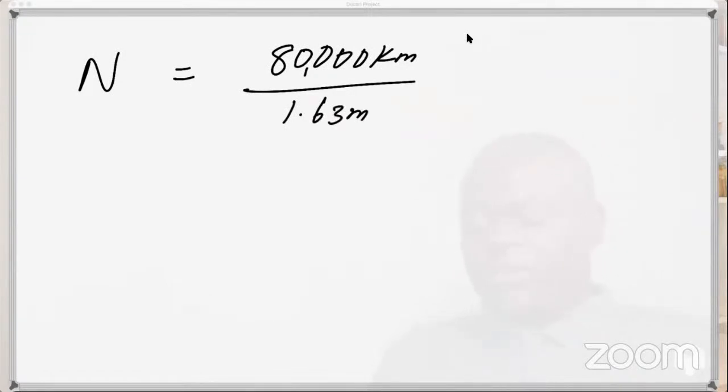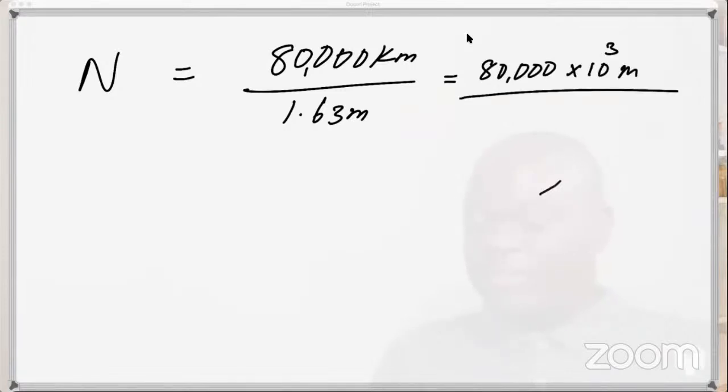Now, does anyone see any problem with this? Would we not have to make either meters kilometers, or kilometers meters? Exactly. You cannot divide kilometers by meters. It's like dividing two different units. So this will be 80,000 times 10 to the 3, because kilo means 10 to the 3 meters, and then divided by 1.63 meters.